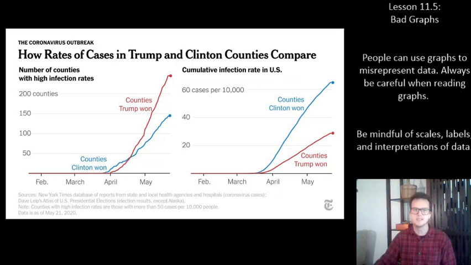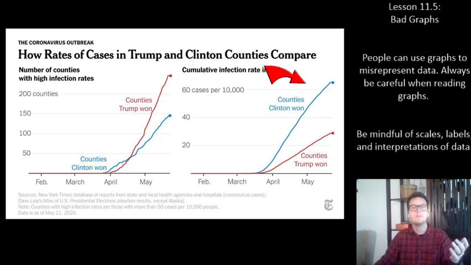So here's my issue with this. In the election itself, way more counties voted for Trump. A lot of the rural areas voted for Trump. And so that makes sense. If he won way more counties, way more counties are going to be infected. Fine. Now, on the other side of the coin, more people voted for Clinton. So it makes sense that more people who voted for Clinton are going to be affected.